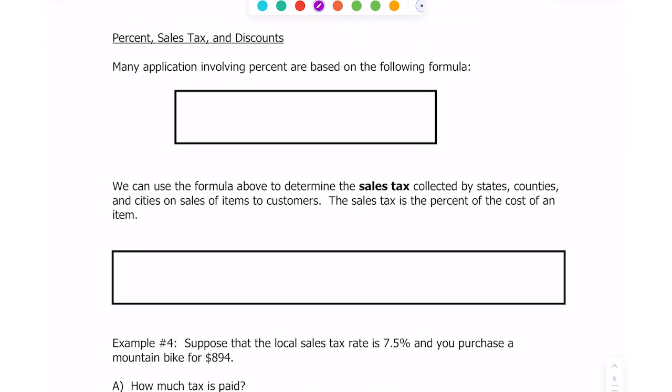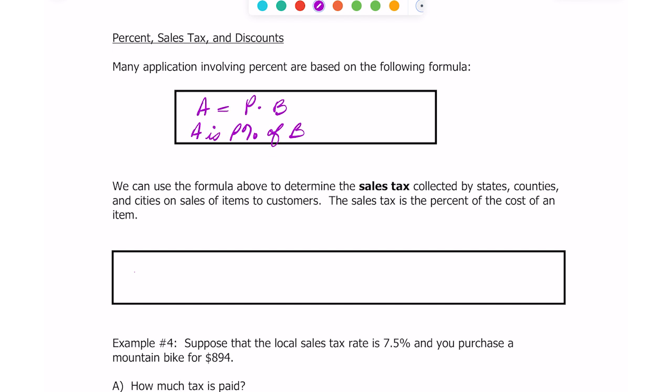Let's take a look at some other applications of percent. So we'll look at sales tax and discount. Many applications involving percents are based on a formula A equals P times B, where you can think of it as A is P percent of B. So what percentage of B is A? We can take this formula and tweak it to sales tax and discount and other formulas.